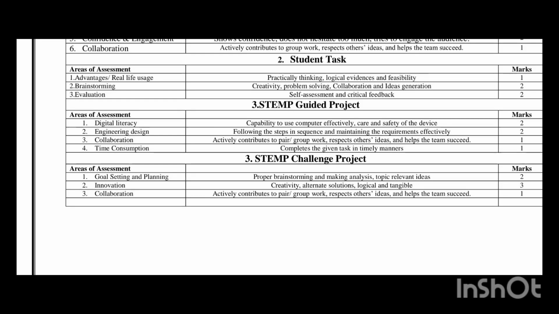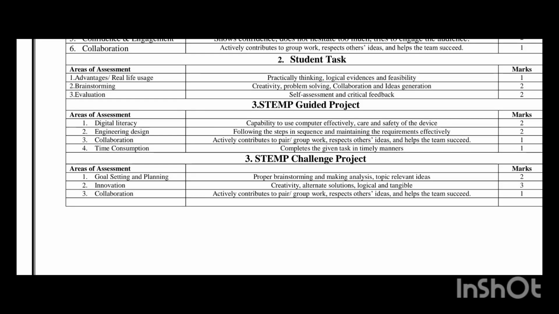We need to look at practical thinking, how practical the student is, whether the ideas are logical, have evidence, and are feasible. So if they are feasible and have all these requirements, then we will be providing 1 mark. And secondly, for brainstorming, because brainstorming requires more effort and more thinking, we have 2 marks for this, right?